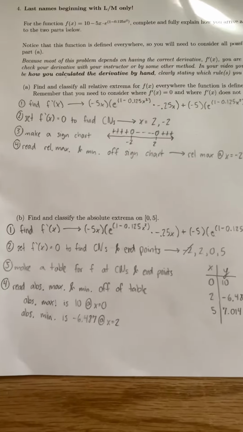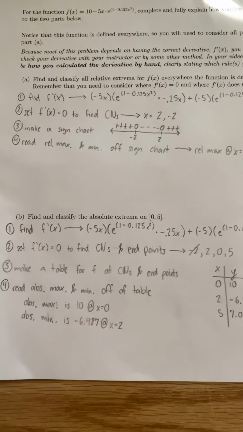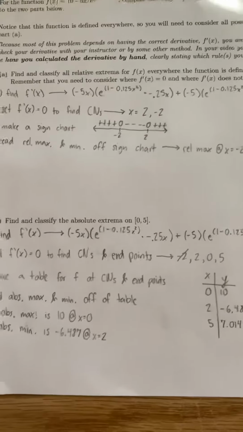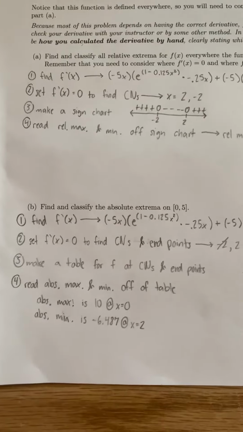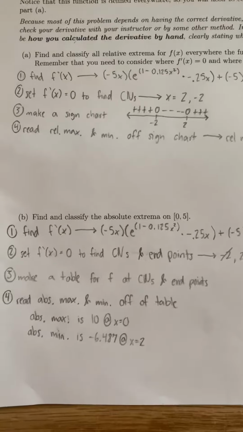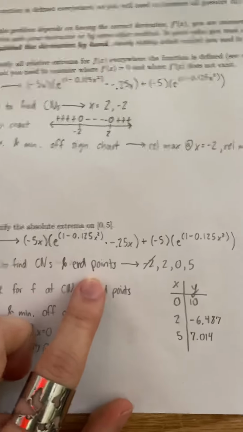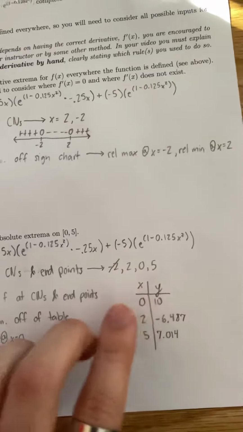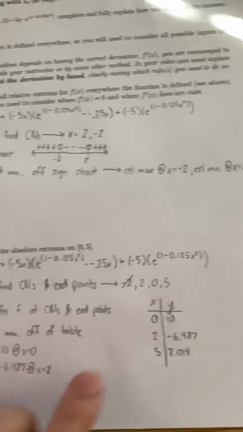For B, you're going to find the absolute extrema for the interval 0, 5. So the first and second steps are the same: finding the derivative, and then setting the derivative equal to 0 to find the critical numbers, and then you also add in the endpoints. So the critical numbers are the same, negative 2 and 2, and I crossed out negative 2 because it's not in the interval 0 to 5.